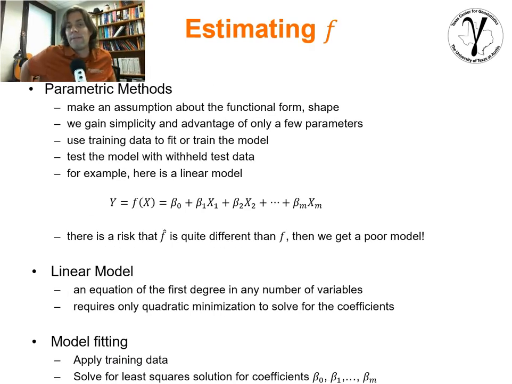Estimating f, our function, our machine that we want to make. Well, there's two different types of methods. There's parametric and non-parametric. We'll talk about parametric first. The parametric, you make a pretty strong assumption about the functional form or shape. Maybe you say it's a simple linear fit.